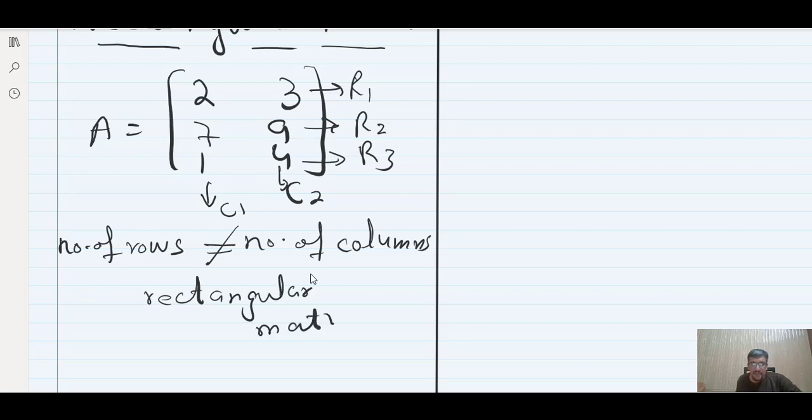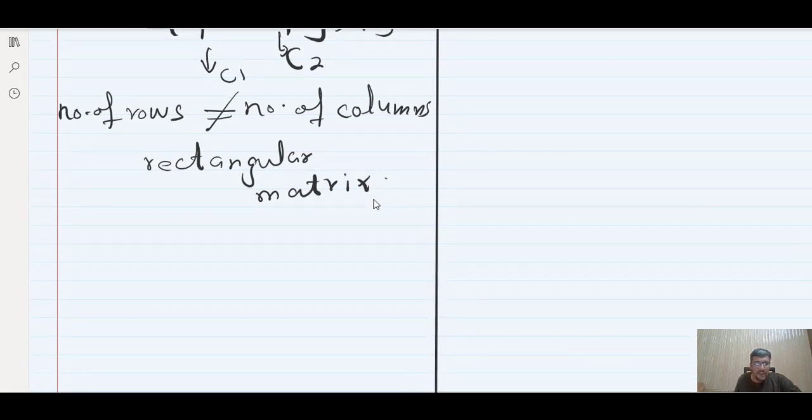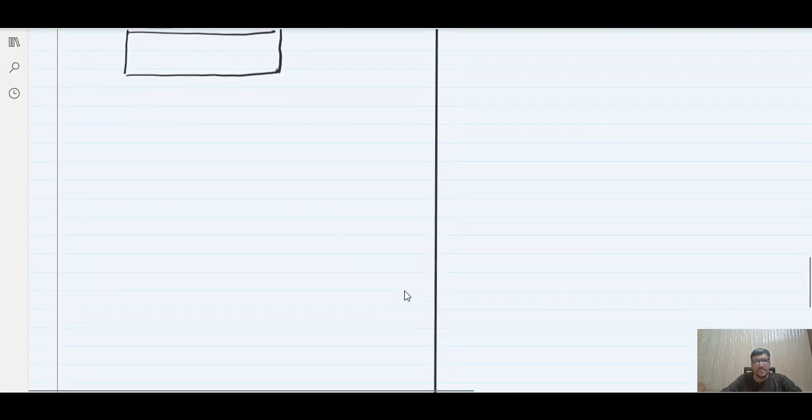In other words, if you see, the matrix has a shape like a rectangle. So in a rectangle, what do we have? We have two sides of equal length and the other two sides of equal length. So if you have number of rows not equal to number of columns, you will be having a rectangular matrix. Now let's solve question number 2.